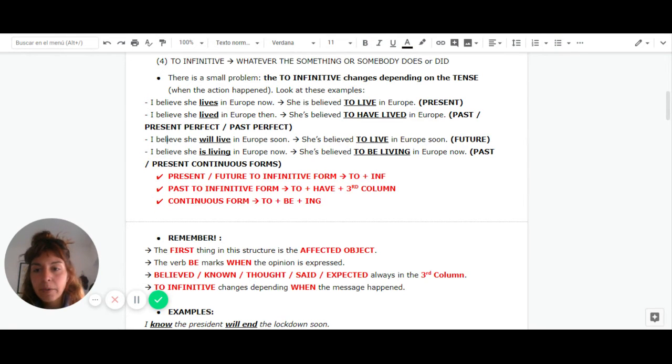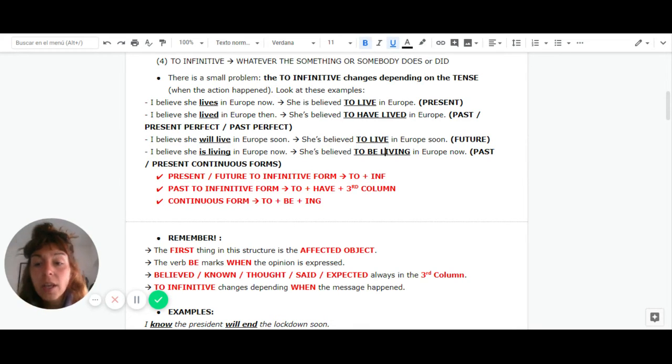Another example. I believe she will live in Europe soon. Believe está en el presente. Pongo is en el presente. Pongo believe en la tercera columna. Y como la acción más importante está en futuro, uso el to infinitive sin problema.